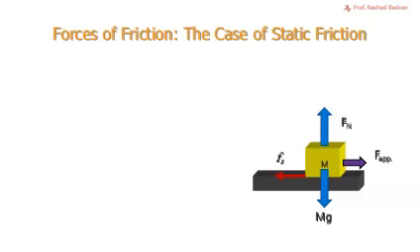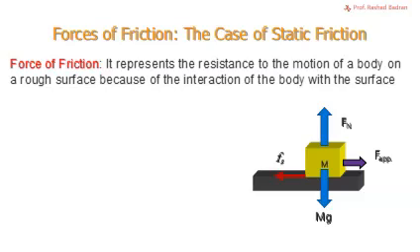About the forces of friction, as you know, we have two types of forces of friction. There is a force of static friction, and there is a force of kinetic friction. This diagram demonstrates the case of static friction. The force of friction, as we said before, represents the resistance to the motion of a body on a rough surface. This is because of the interaction between the body and the surface.